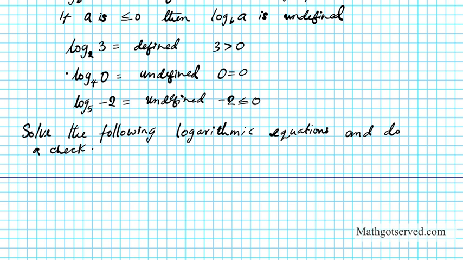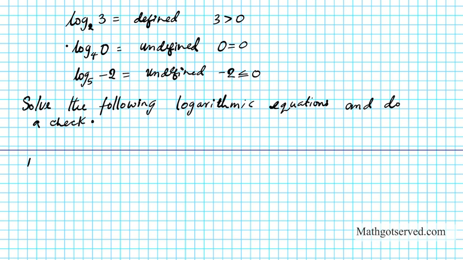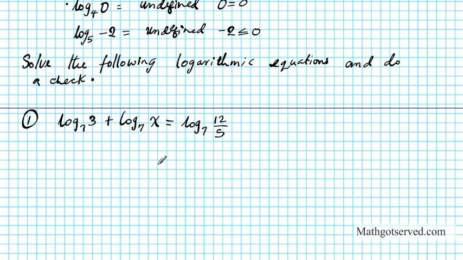Alright, for question number 1, we're going to be solving the equation log base 7 of 3 plus log base 7 of x equals log base 7 of 12 over 5. For this one, the first thing we have to do is condense the two logarithms on the left side into one before we eliminate.